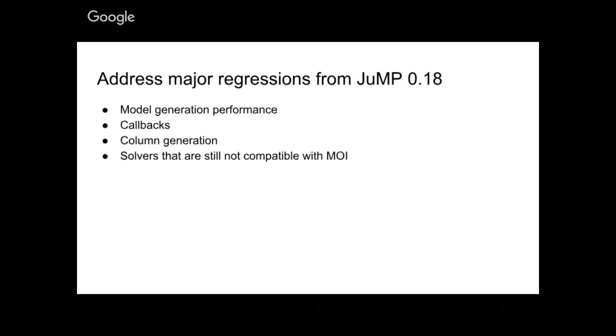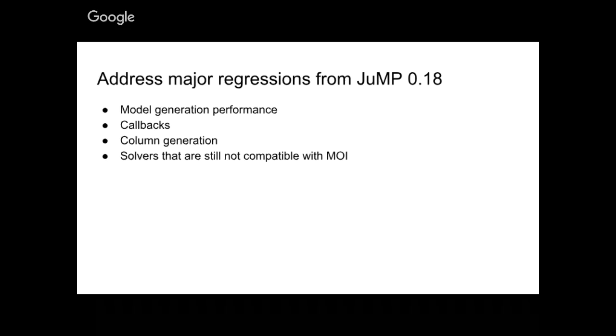We made a few regressions on JuMP 0.18. For example, we're aware of some performance regressions in model generation. We removed the callback API. We removed the column generation API. There's a couple of solvers out there that are still not compatible with MOI. We'd like to clean up all these, again, before we declare JuMP 1.0.